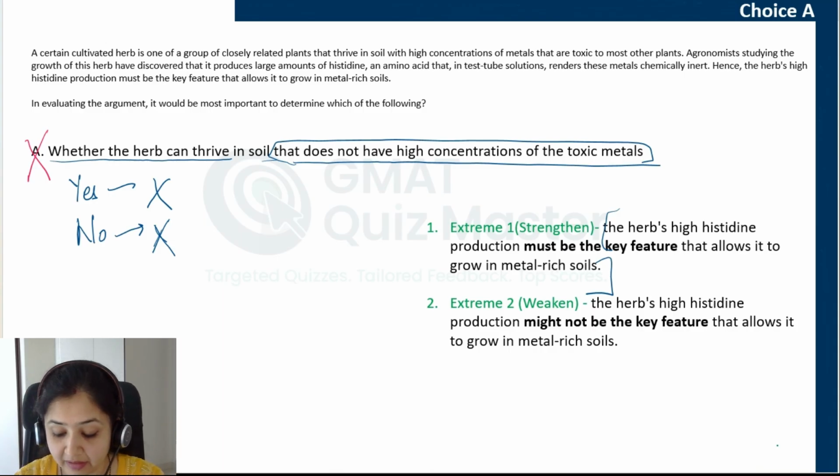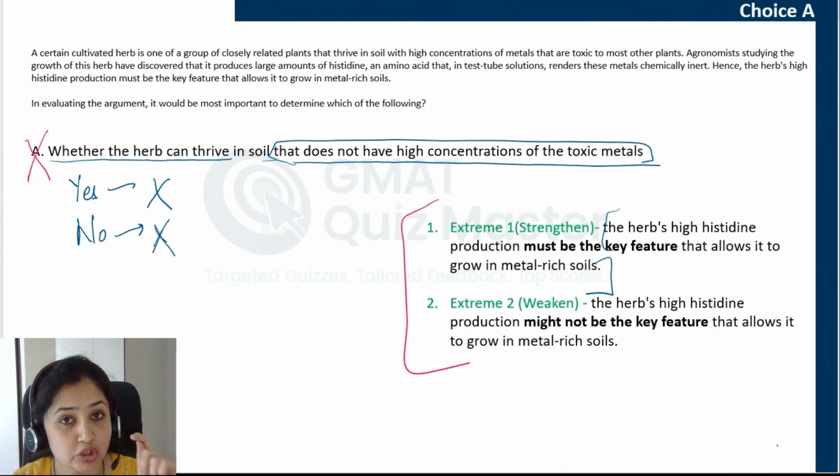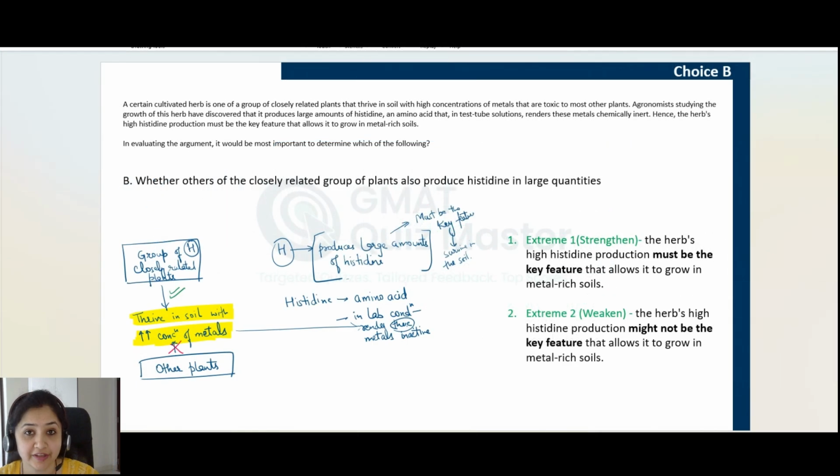Did you compare it with what the correct answer choice should convey? And accordingly update your bridge table. Let's move to choice B now. Choice B: whether others of the closely related group of plants also produce histidine in large quantities.